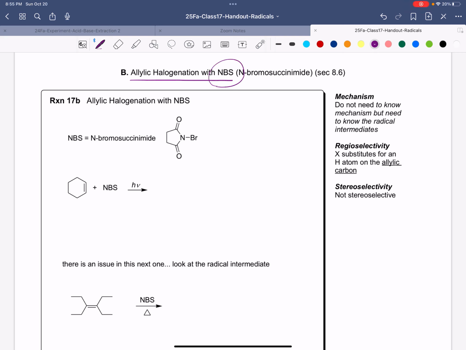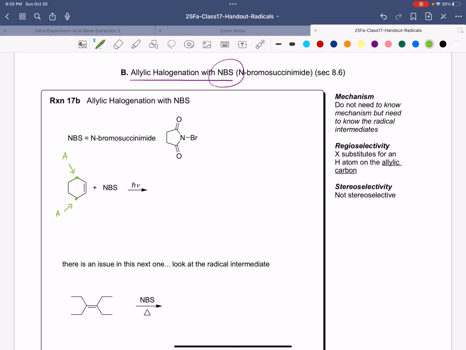NBS is N-bromosuccinimide, and in allylic halogenation, you will put a bromine at the allylic position. So we have two allylic positions in this case, one there and one here. Whether you put the Br at the 12 o'clock position or the 6 o'clock position, you'll get the same product. So I'm going to label these both A. It doesn't matter which one you use.